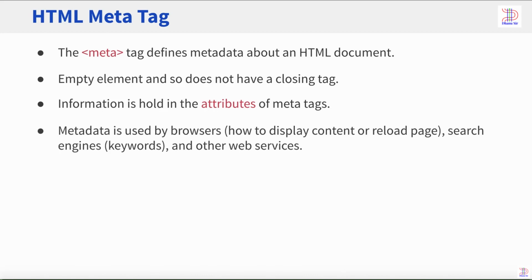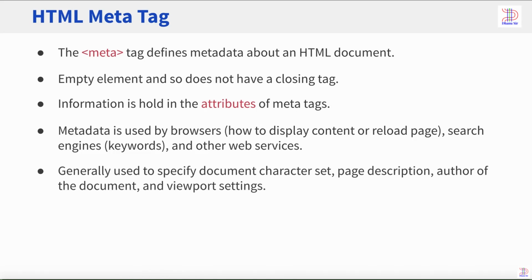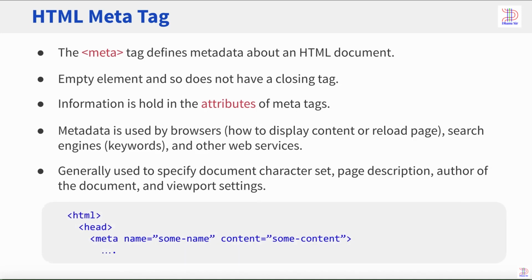Mostly the metadata is used by browser, like how to display content or reload page, by search engines in the form of keywords and other web services. It is generally used to specify the document character set, page description, author of the document, viewport settings and others. It is used in the head tag and the syntax is very simple. Meta with attribute name, content and others.